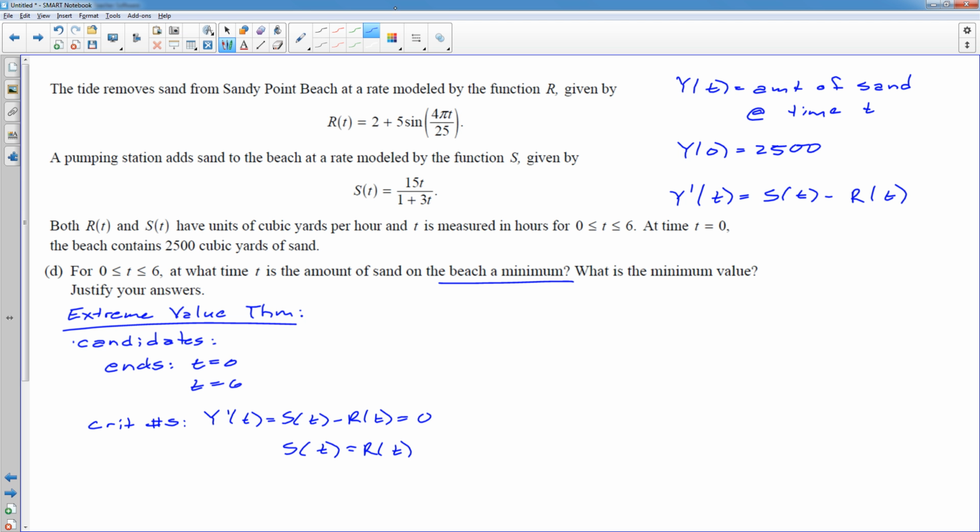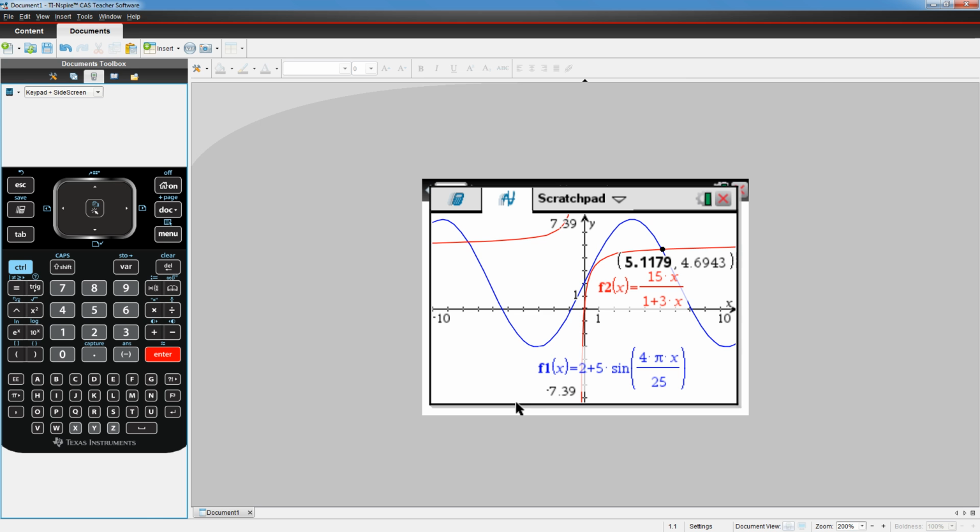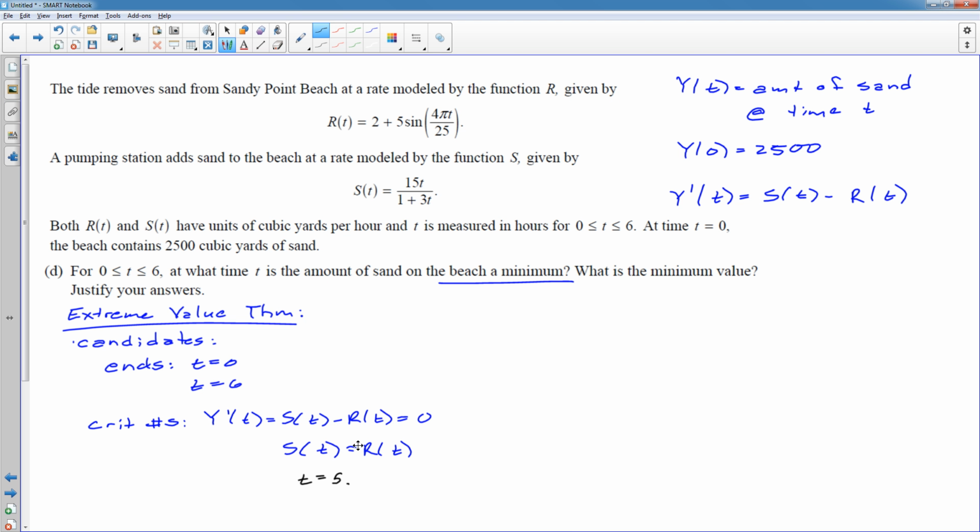So that was, geez, now I forgot what it was. 5.1 something. Where is it? 117. So 5.117 is the other critical number, which I'm going to store in my calculator for A. Now, to know at which of those three times, 0, 6, or 5.117, the amount of sand is a minimum, I'm going to plug those three back into the original function. So I'm going to find my amount at time 0, my amount at the critical number of 5.117, and my amount at the other endpoint of 6.